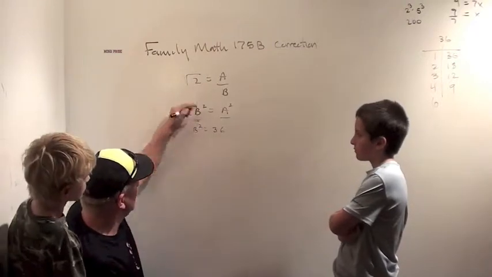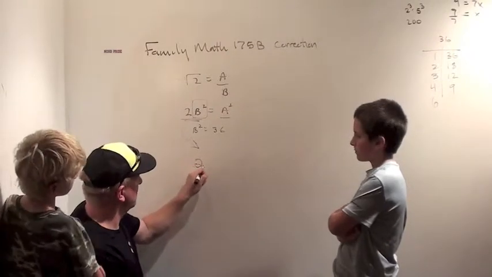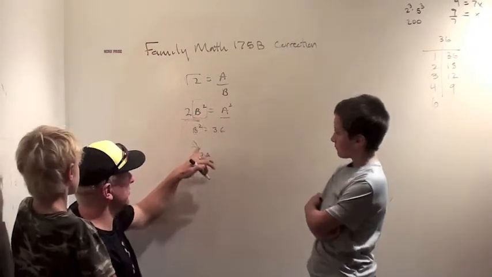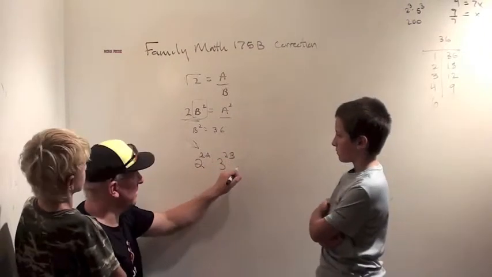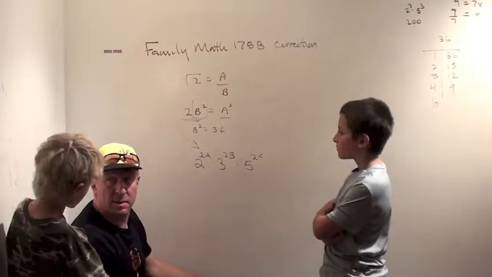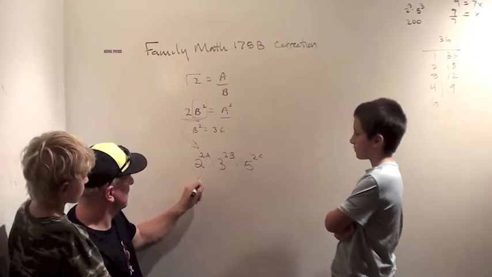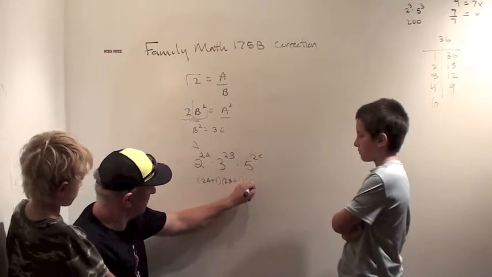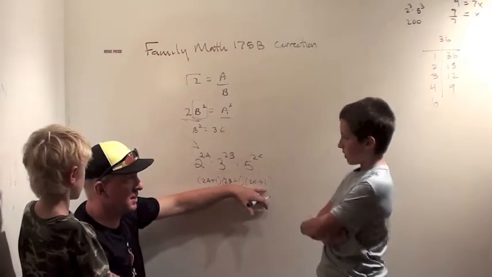b squared is going to be some set of primes. It's going to be 2 to some power 2a, so all the powers are going to be even because they're squared, times 3 to the 2b, some even power of 3, times some even power of 5, 2c, etc. Then when we find the number of factors of b squared, we add 1 to all the powers: 2a plus 1 times 2b plus 1 times 2c plus 1. Notice I'm multiplying an odd times an odd times an odd, which always gives me an odd.